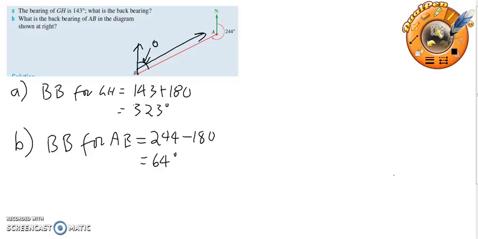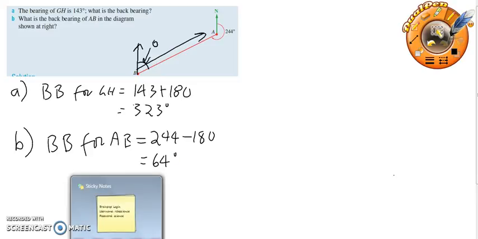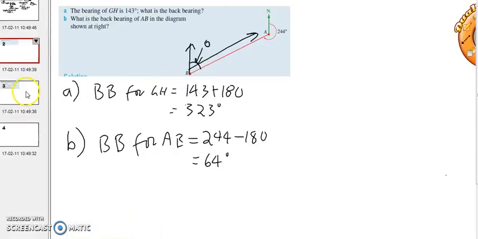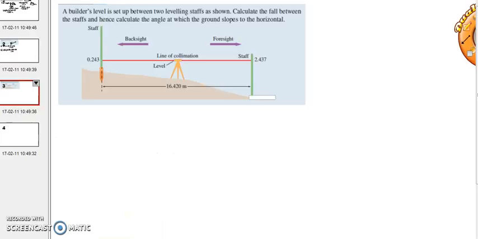So you see, like when I drew the little diagram, we knew it's between 0 and 90. So 64 degrees, yep, we're probably in the right area. Gives us an indicator that we are correct. That's the beauty of diagrams. I can't recommend you drawing them highly enough.